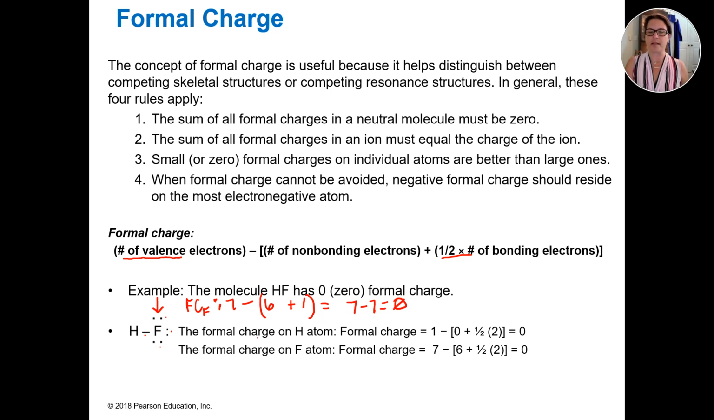You can see they've done the same for hydrogen here. Hydrogen has 1 valence electron. There are no lone pairs or non-bonding electrons. And there's 2 electrons shared between the hydrogen and the fluorine. So 1/2 of 2. 1 minus 1 is 0. So both formal charges for each element is 0, which is great. Very, very stable.